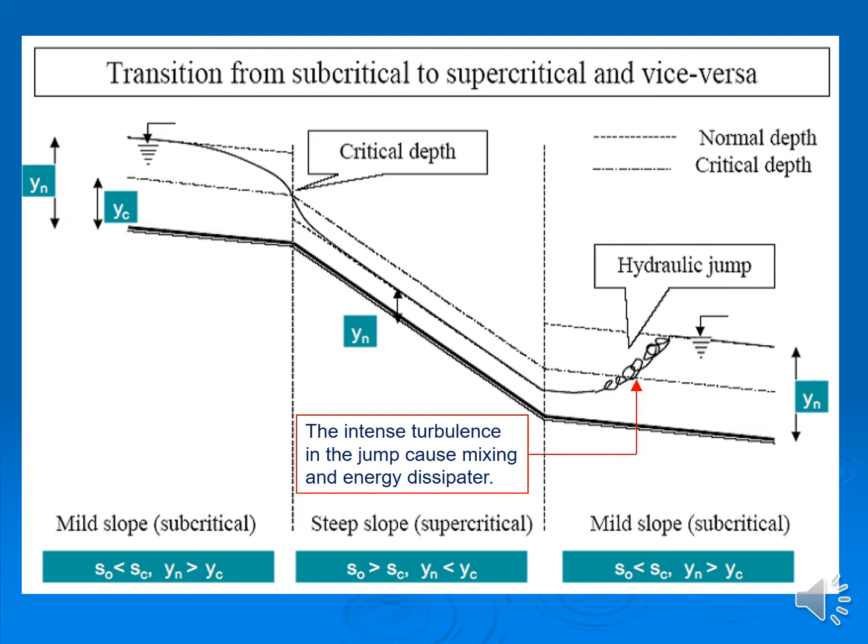Okay, as been mentioned earlier, the hydraulic jump is the transition from supercritical flow to subcritical flow. And this figure shows a transition from subcritical flow to supercritical flow and then becoming subcritical flow again, causing the hydraulic jump to occur. The instant turbulence in the jump causes mixing and energy dissipation.